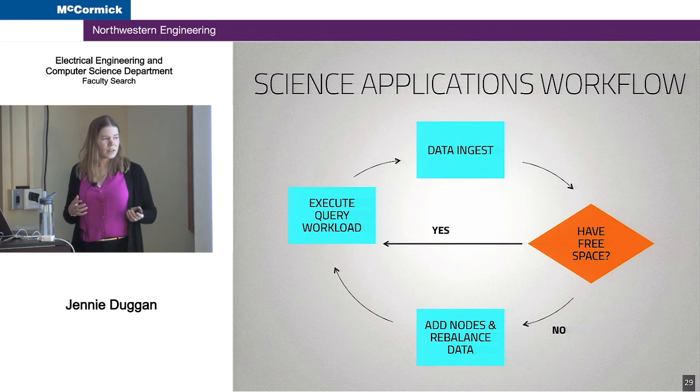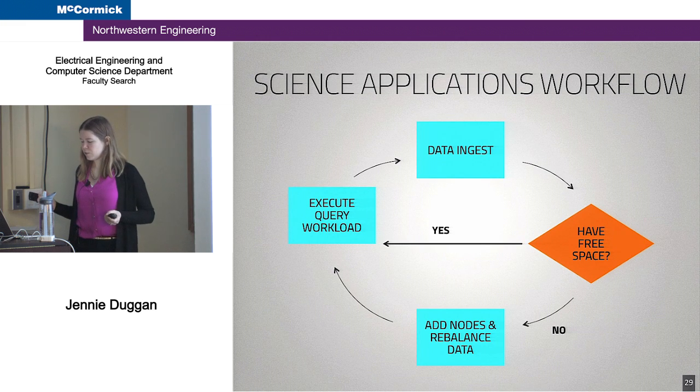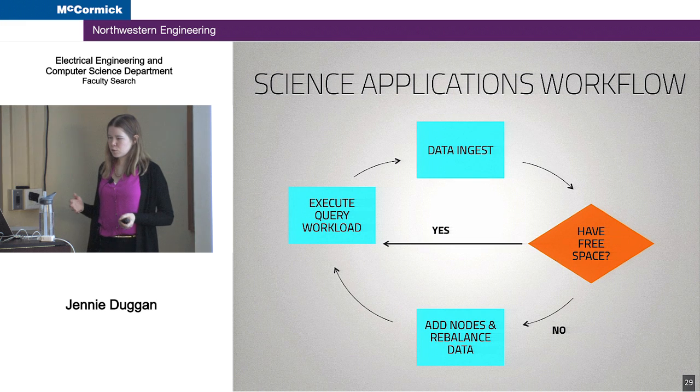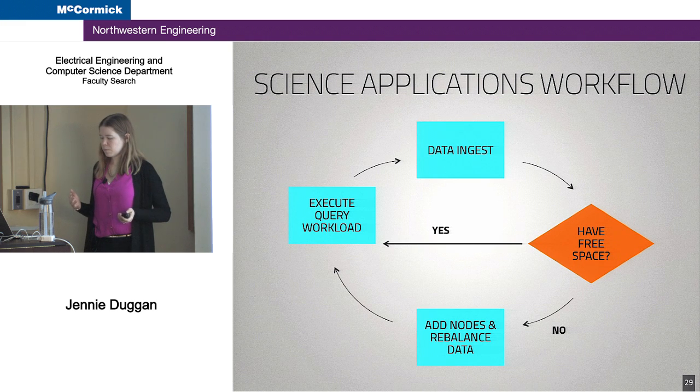So that's the best case scenario, but sometimes they run out of space. At that point, you have to add nodes and rebalance the data. Now this prompts two questions. First, how many nodes do we need to add? And also, how do we rebalance the data in order to serve these spatial query workloads well?